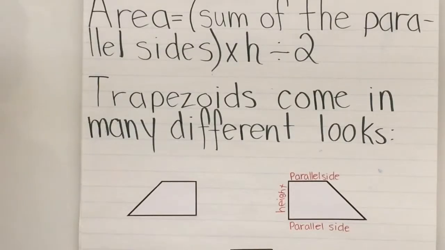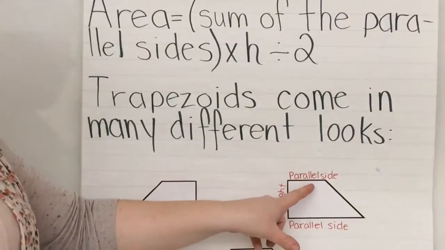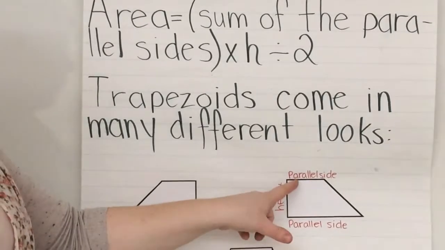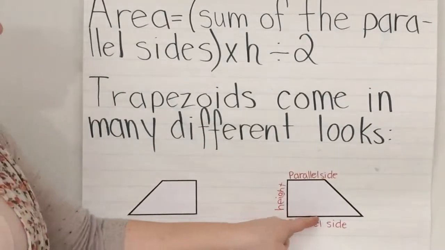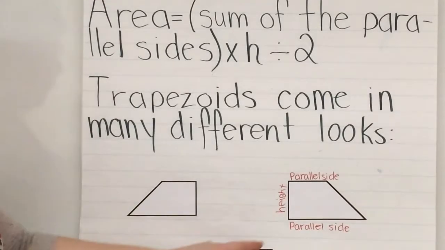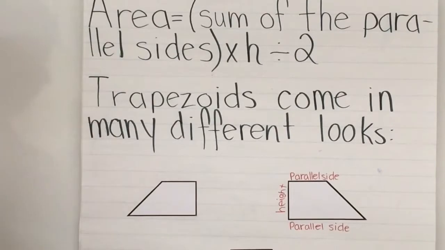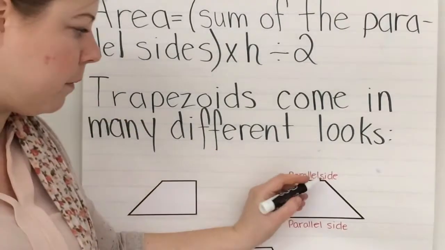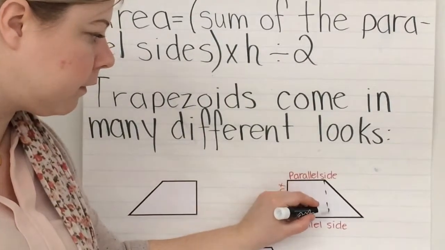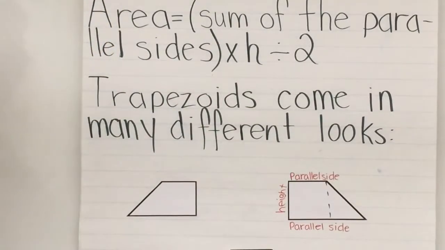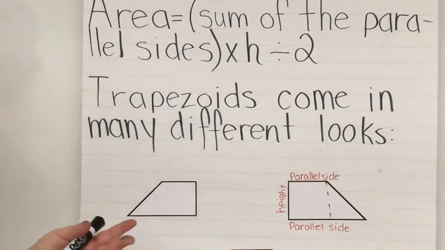So our formula looks like the sum of the 2 parallel sides, so this length plus this length, and then what you'll do is you'll multiply it by its height, and then you'll divide it by 2. Now, if this was a composite shape, like we've been doing before, you could have calculated the area of the square and then the area of the triangle. But now there's a formula that helps us calculate the entire shape without having to calculate 2 areas, and makes it a lot easier.